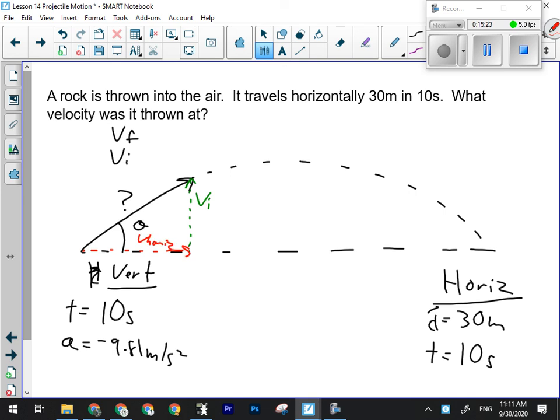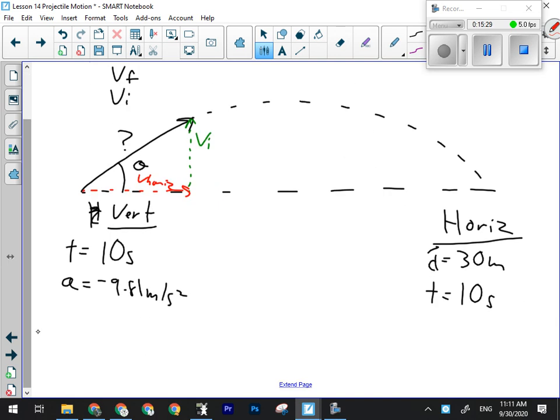All right? Can I calculate my horizontal velocity right now? Okay, so I can get one side right off the bat pretty easily. I just have to go v equals d over t, 30 over 10, and I know that this side is 3.0 meters per second. All right, that's great. That part was easy. I still need to get the other side.